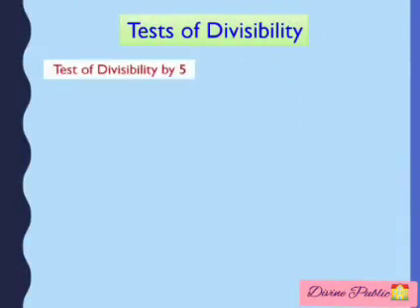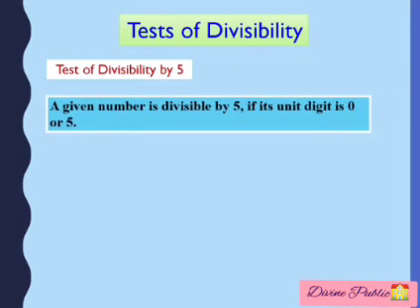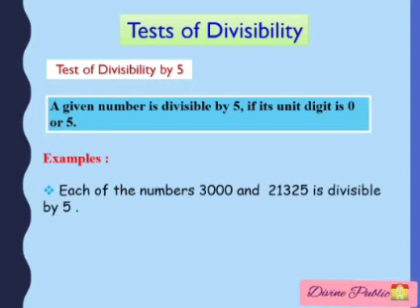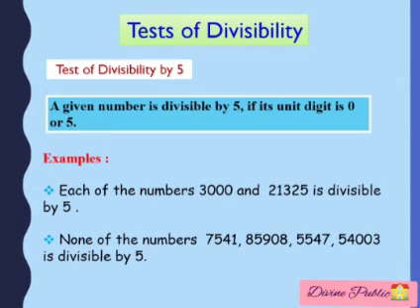Test of divisibility by 5. A given number is divisible by 5 if its unit digit is 0 or 5. For example, each of the numbers 3000 and 21,325 is divisible by 5, and none of the numbers 7,541, 85,908, 5,547, 54,003 is divisible by 5.